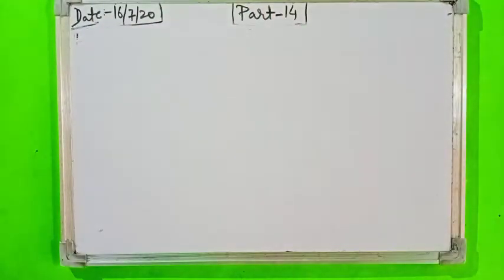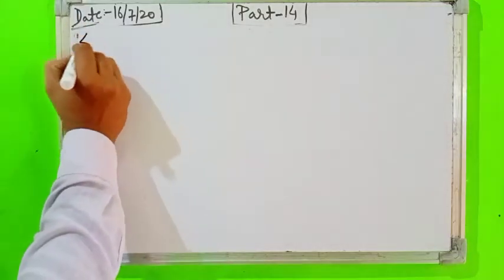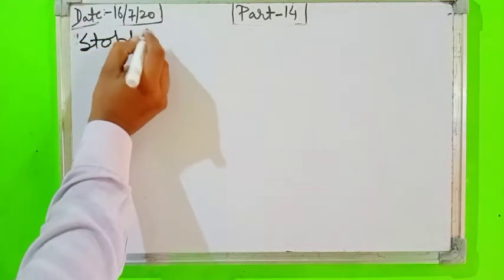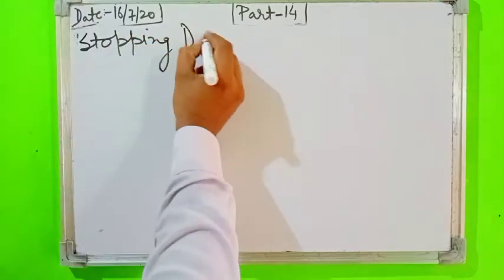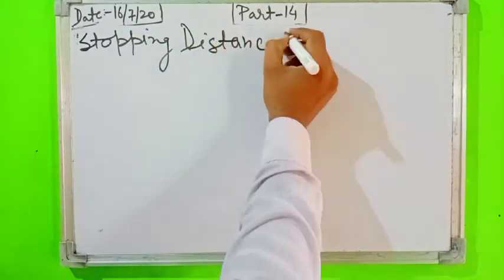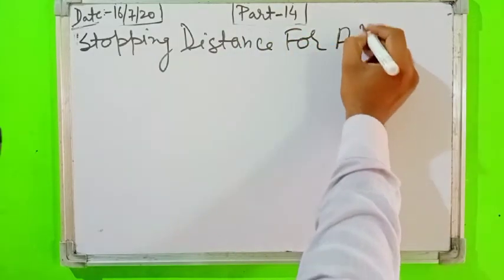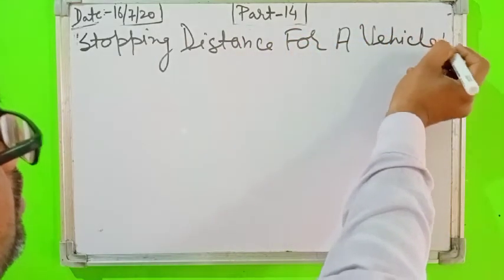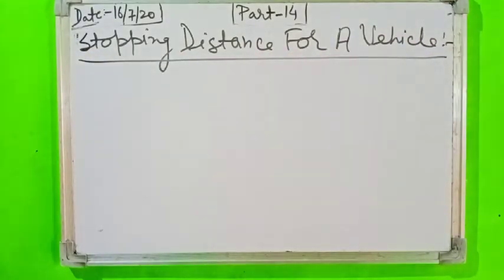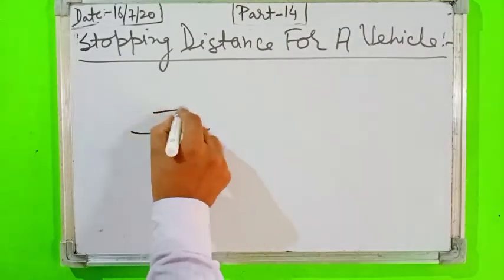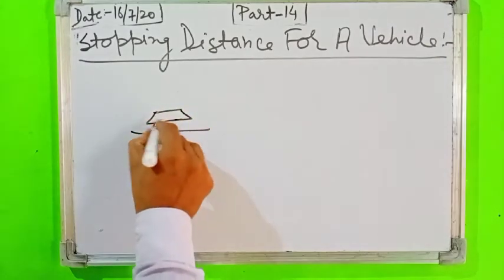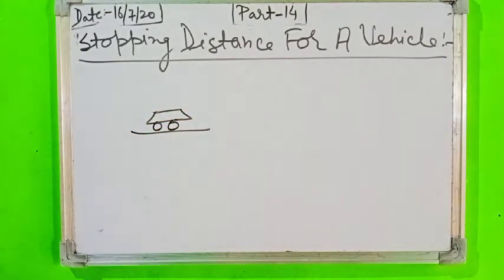Stopping distance for a vehicle. What is the meaning of a stopping distance for a vehicle? It simply means that when brake is applied to a moving vehicle, suppose here there is a vehicle, there is a car, and the car is moving, and you apply the brake.